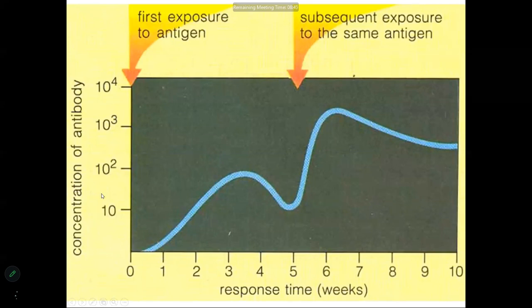This diagram illustrates the differences in concentration of antibody as a result of the first exposure and the second exposure. This is faster because of memory cells. Remember, the lifespan of this memory cell is from months to years.